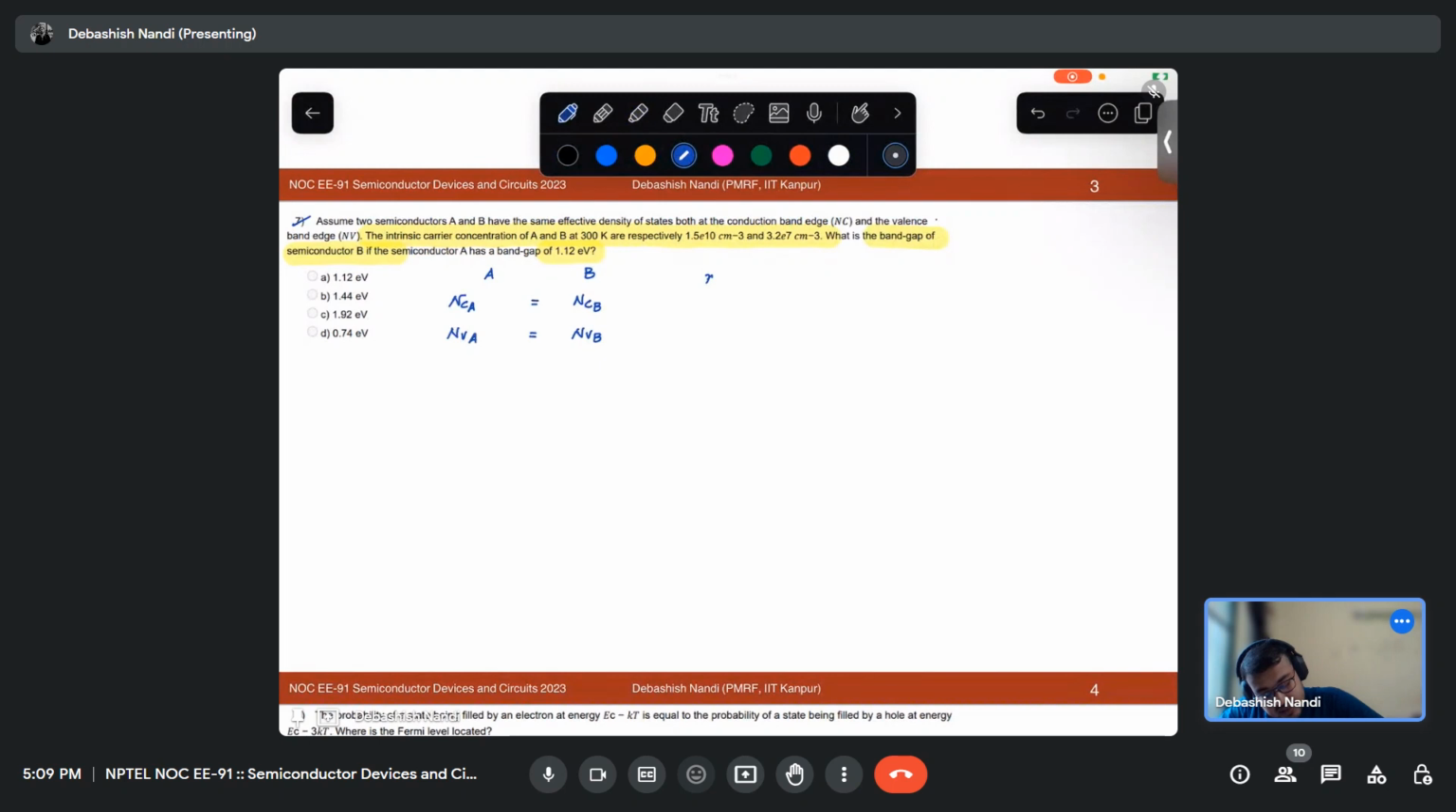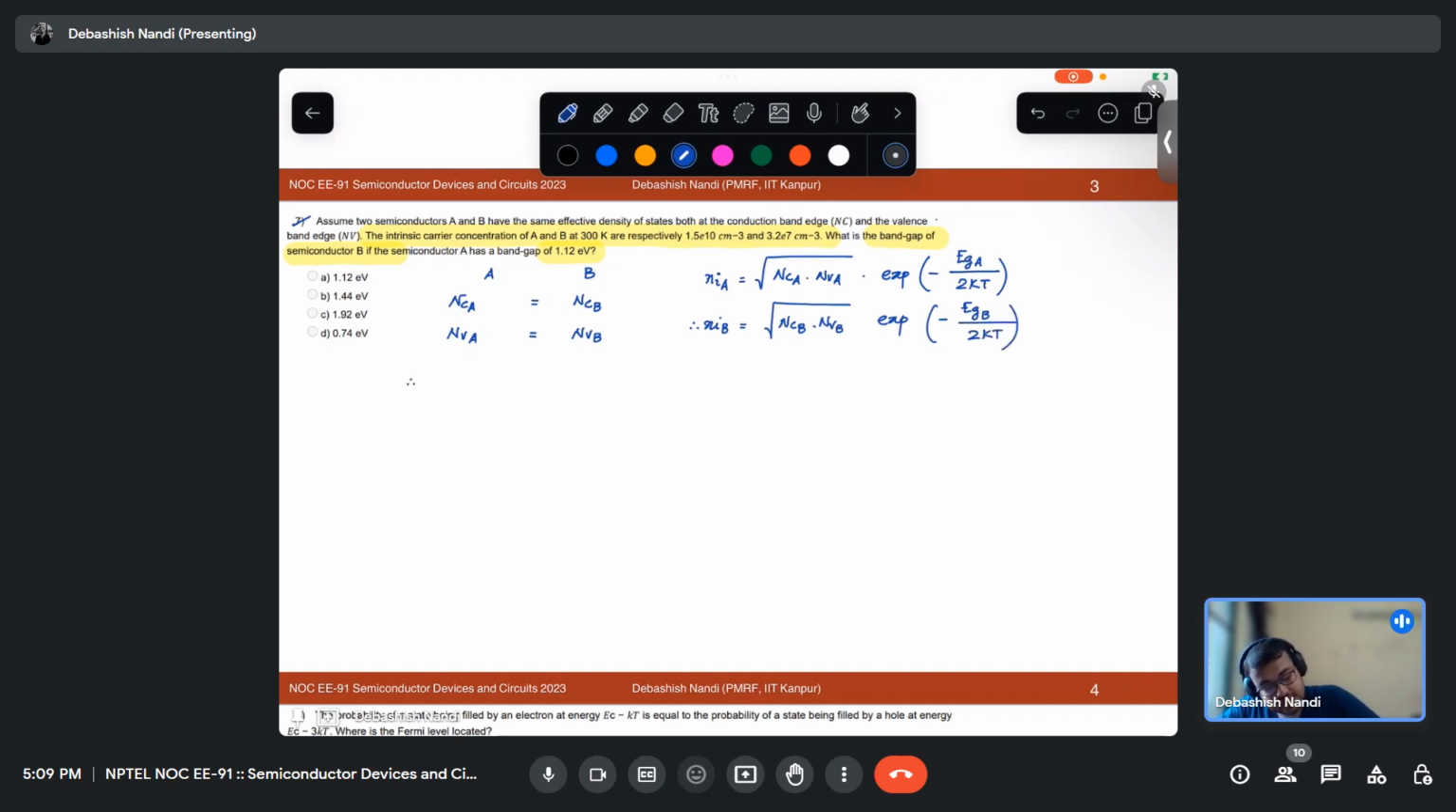We know that the intrinsic carrier concentration for, let's say, semiconductor A, which I am denoting with NIA, would be square root of NCA into NVA into exponential of minus EGA over 2KT. Fine. Similarly, for NIB, it would be square root of NCB NVB exponential of minus EGB over 2KT. Fine.